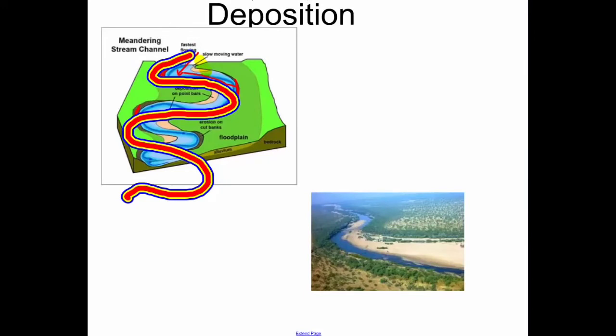So here's a picture of an actual example down here. You can see the outside is where the water is moving the fastest and you're having weathering. On the inside of that curb, you're having deposition.